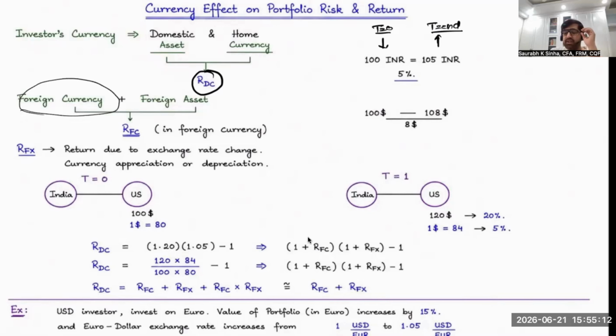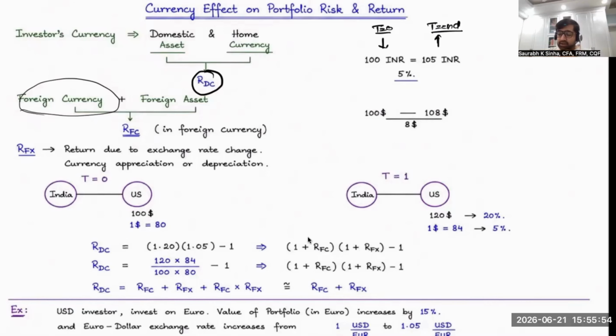But if you're investing in a foreign asset, and you calculate the return in the foreign currency itself, then you will denote it RFC. This is the return of the foreign currency asset. You can think of it as FCA, the return of the foreign currency asset. This return is still in the foreign currency. You have to convert it into domestic currency before calculating the weighted average return of the portfolio.